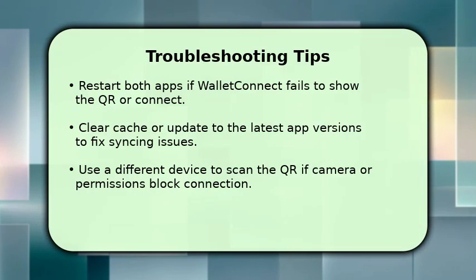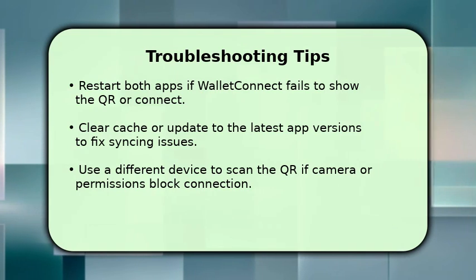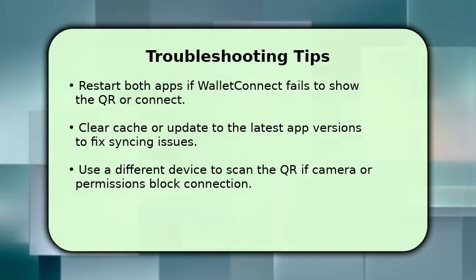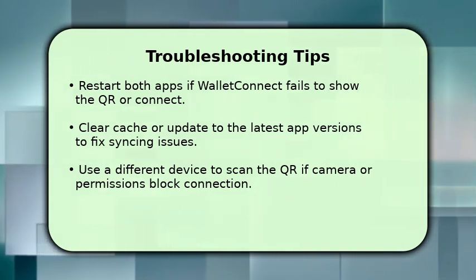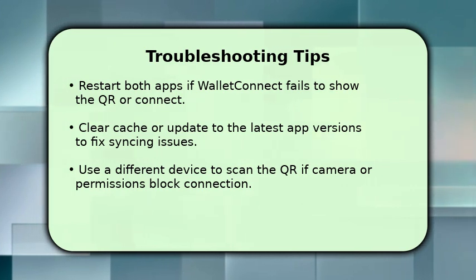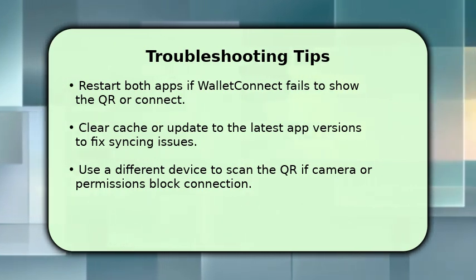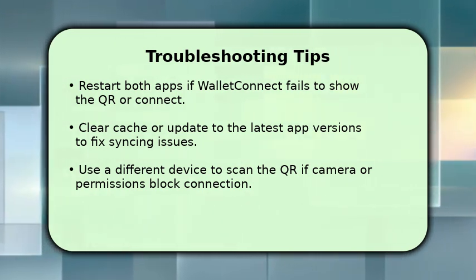If Wallet Connect fails, restart both Trust Wallet and Binance and retry scanning the QR code. Make sure both apps are updated and camera permissions are enabled. If issues persist, clear cache or reboot your device, then test with a small transfer.